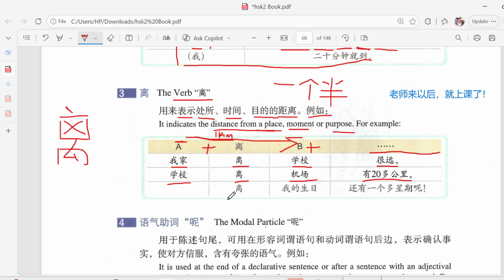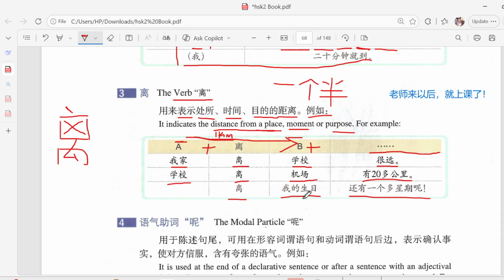So now let's look at 离 here. So you see, 离我的生日还有一个多星期. You see that lady? Somebody was trying to treat her on her birthday, but it wasn't the date. It was like 1 week earlier. So her birthday was like next week, and then the person wanted to treat her this week.